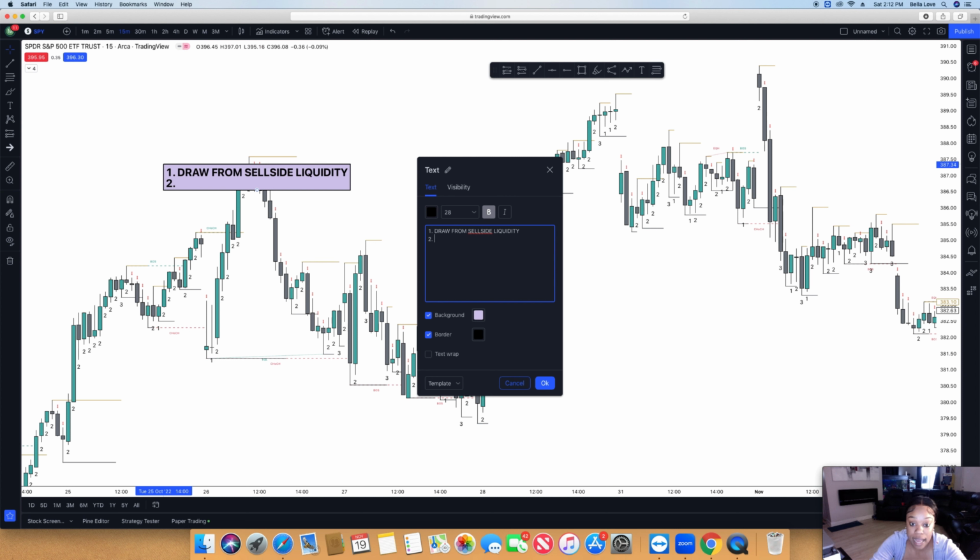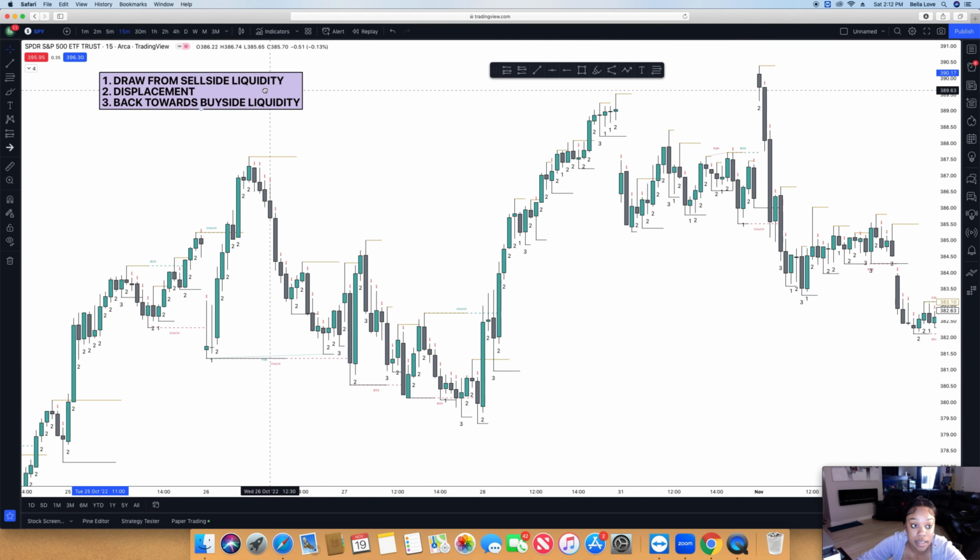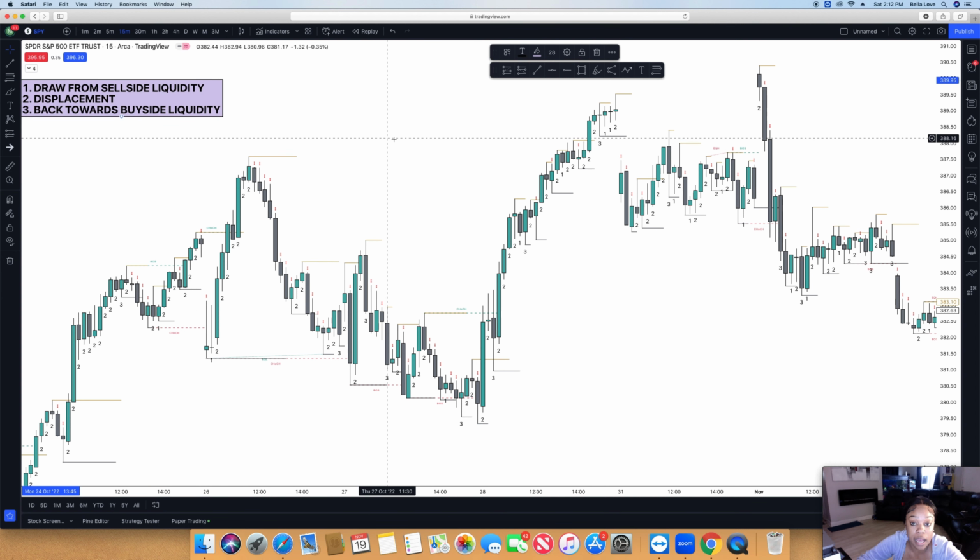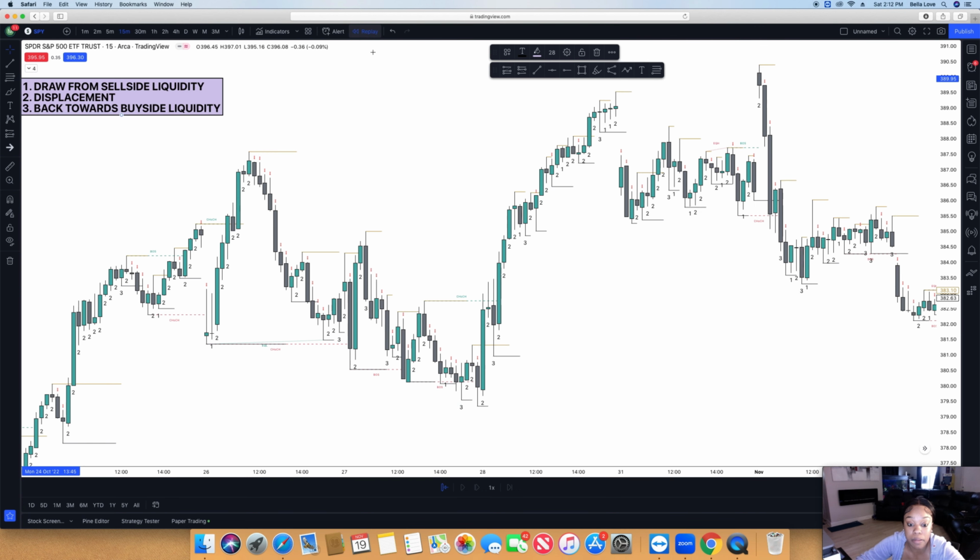So after sell side liquidity has been taken out, you are going to look for a displacement back into the market. Your third and final step is going to be your target, which is back towards buy side liquidity. So these are just 3 simple steps that you want to have in place. That's going to be your A+ setup. This can also be an optimal trade entry, because I am going to be using Fibonacci in this example. So let's just get into replay mode and let's go from here.